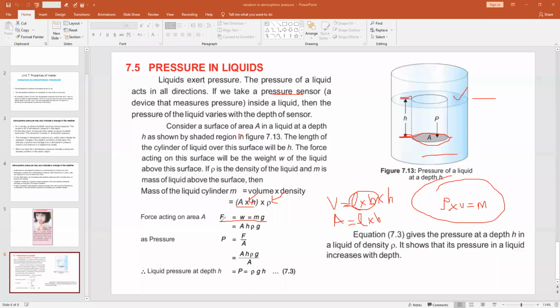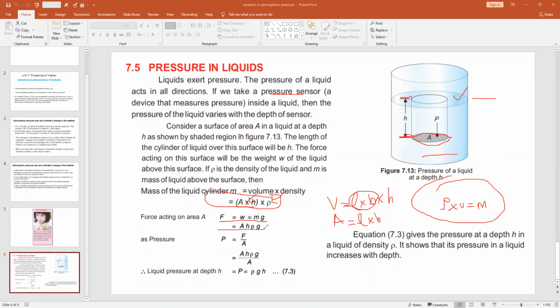So this is the formula for force. Force is equal to W, W is equal to mg. So just put the value of m. This is the value of m, so just put it over here. It will be A H rho g. This is the force, right?